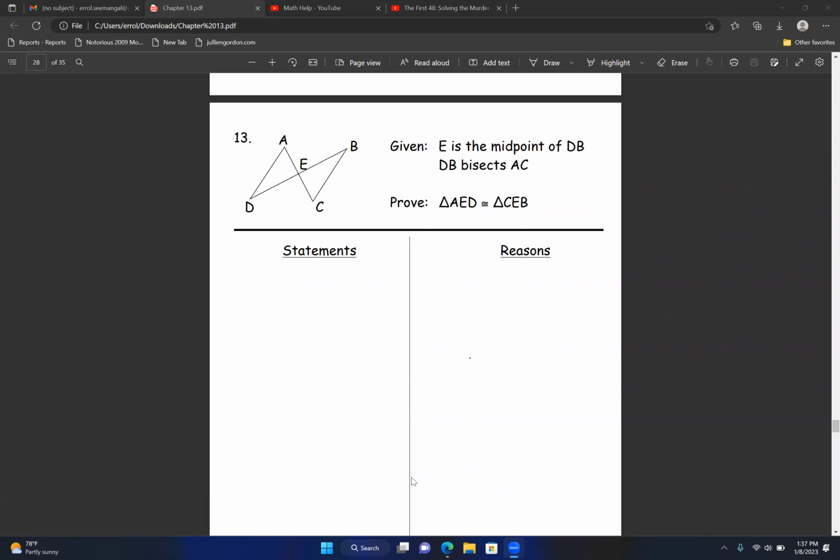13. Which one do you think 13 is going to be? We know that these angles are the same because they're opposite. What else do we know? E is the midpoint of DB. So that means that this and this are the same. DB bisects AC. That means it's just like the one we just did. That and this will be the same. All right, what do we write here? What's number one?